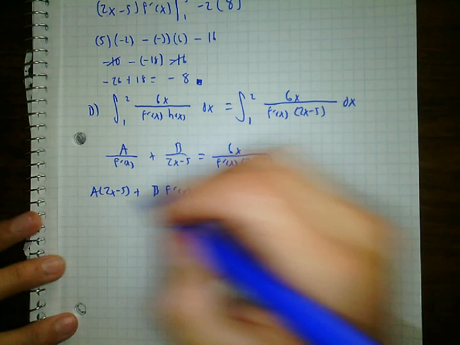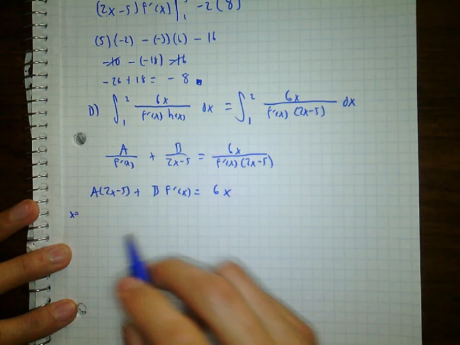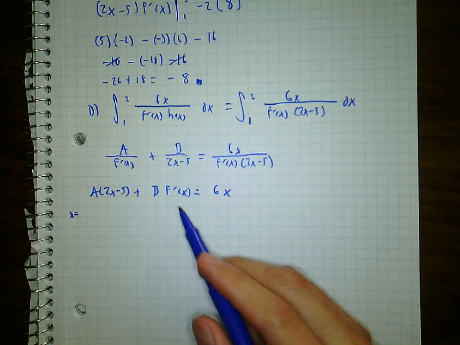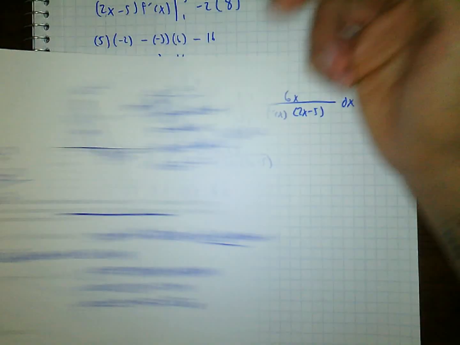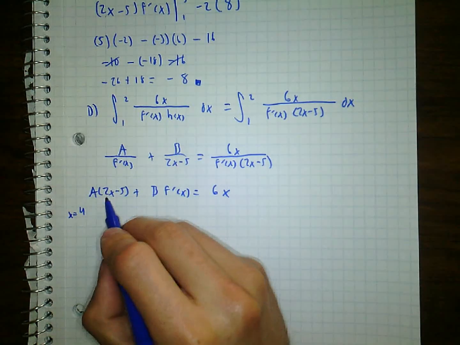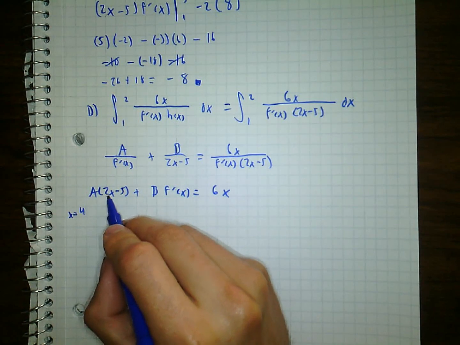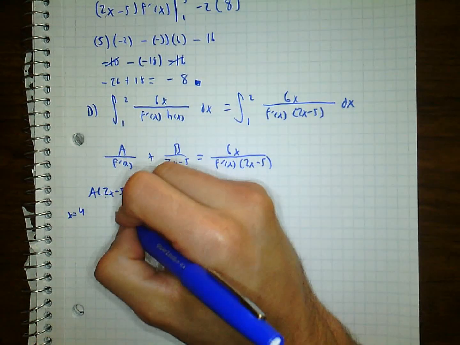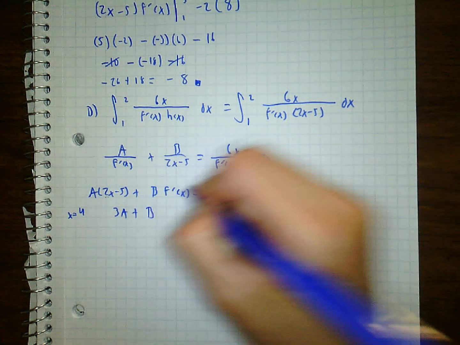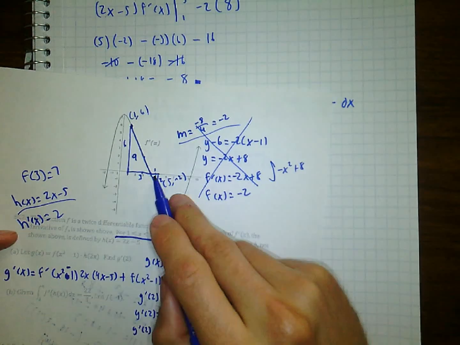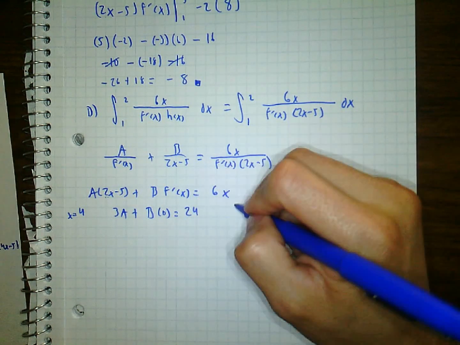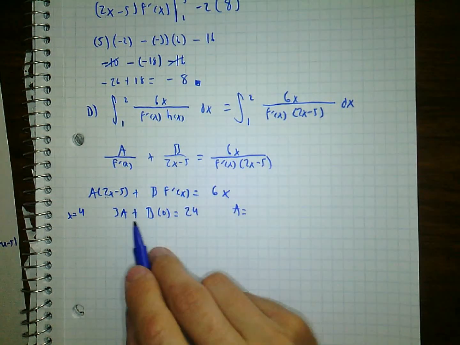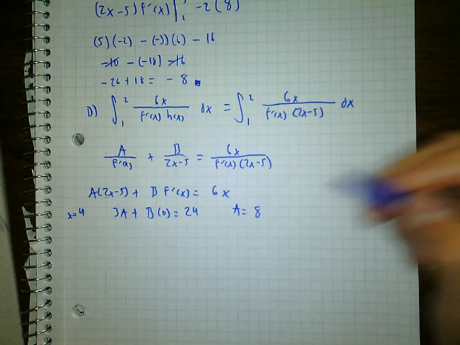It's going to make things go to 0, so I'm going to try x equals, let's see, what would make this thing go to 0? So f prime, where is f prime 0? f prime is 0 at 4, so I'm going to evaluate it at 4. All right, 4 times 2 is 8. 8 minus 5 is 3, so it gives me 3A. Plus B, f prime of 4, so f prime of 4 is 0. And then 6 times 4 is 24, which means that A is equal to 8.